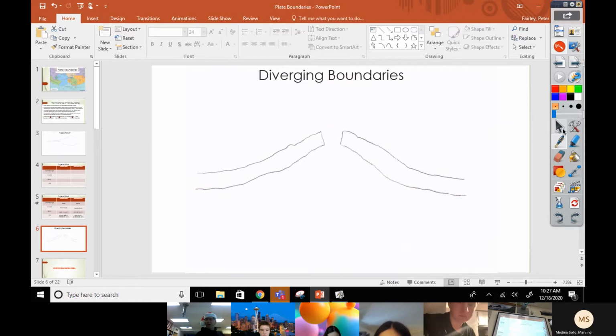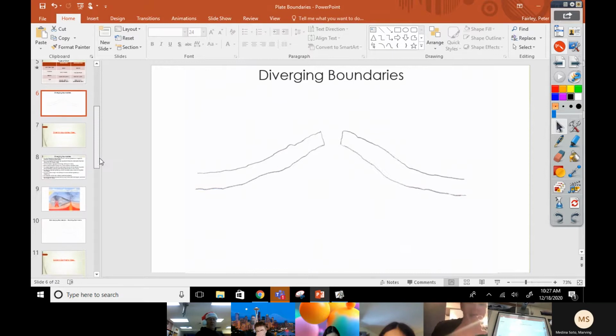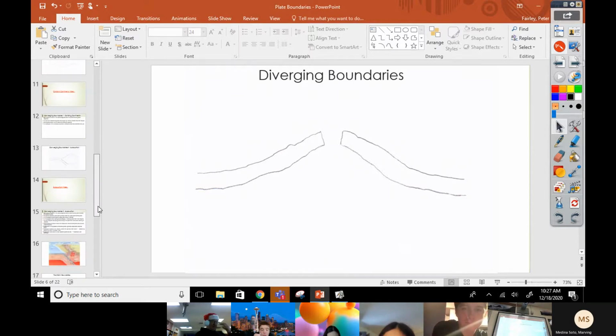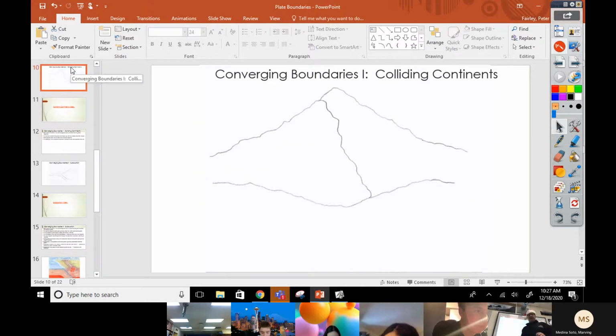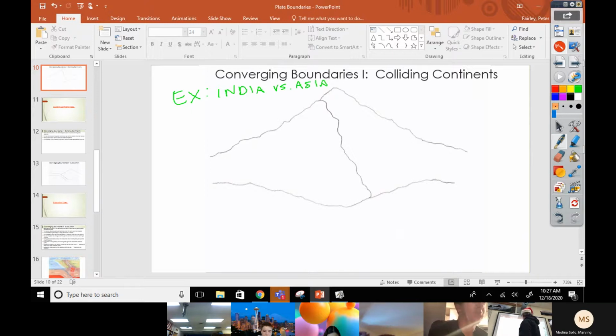Okay, then we went on to look at one of the types of colliding boundaries. And this is where 2 continents collide. So a really good example of this was where India has collided with Asia. Really good example. And this formed the Himalayan mountains. And the feature that we find here is this folded mountain range.